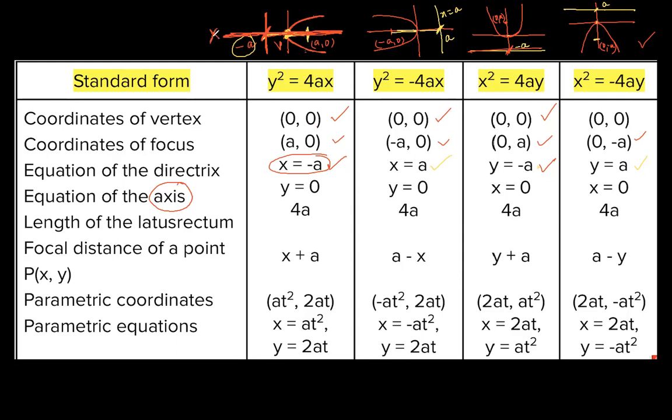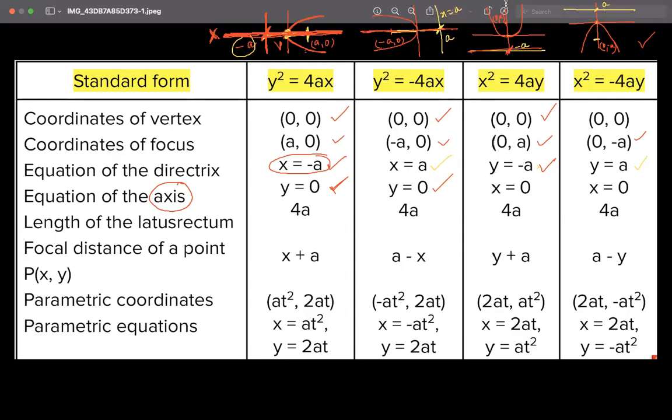So this is your axis, the x-axis. The equation of the x-axis is y equals 0. The parabola is symmetrical about this x-axis, but what will be the equation of the x-axis? That is y equals 0. In the second case also, it is symmetrical about the x-axis, and the equation of the x-axis will be y equals 0.